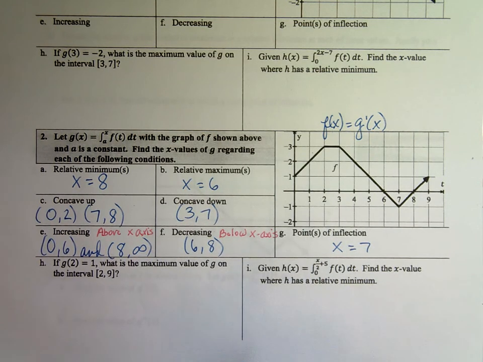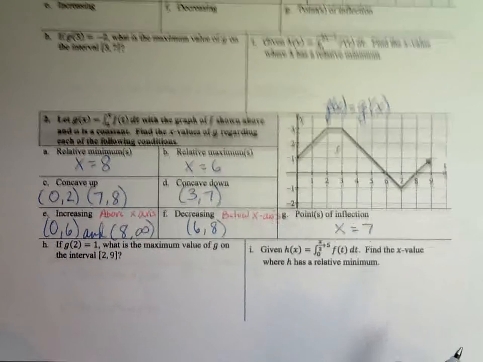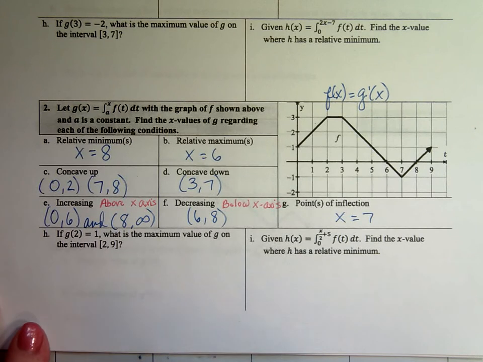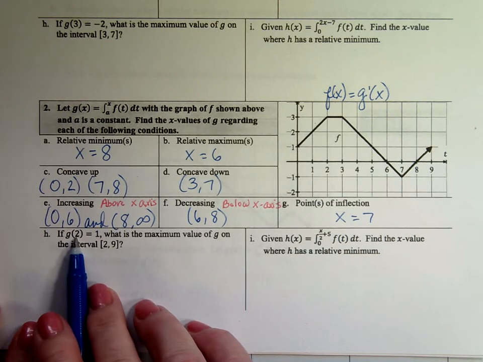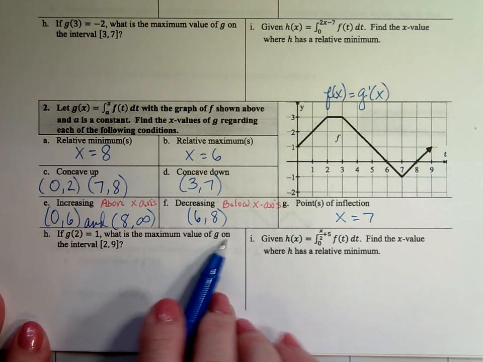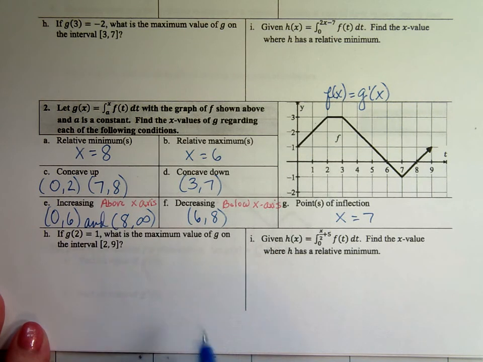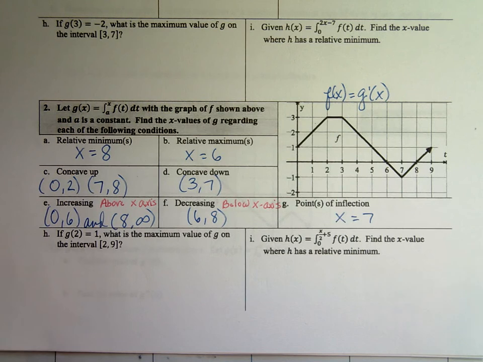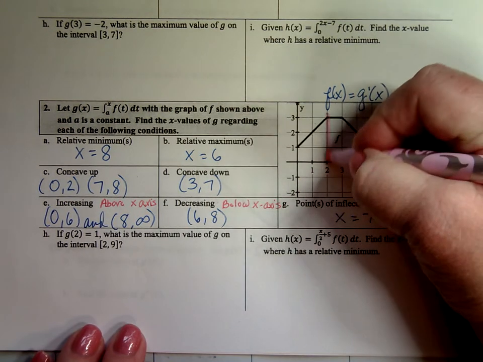All right, here's where the problems get a little harder. This is like newer stuff. You know that they give you an initial value, f of 2 is 1. What is the maximum value on the interval from 2 to 9? We just did a problem like this a second ago. So they're only looking at the section that goes from 2 to 9. So starting here and stopping at 9.